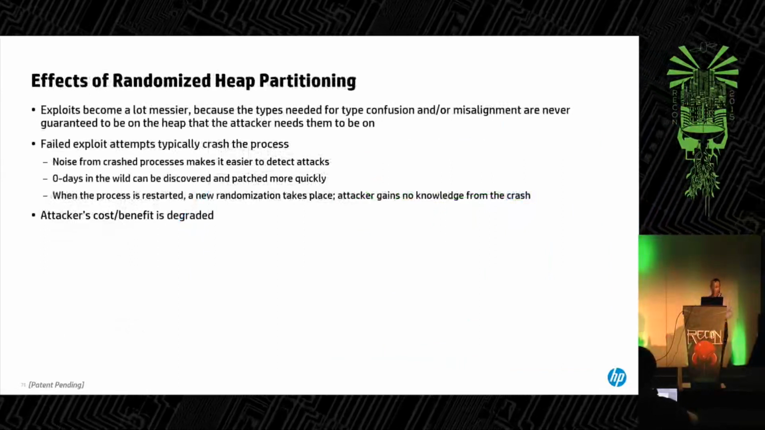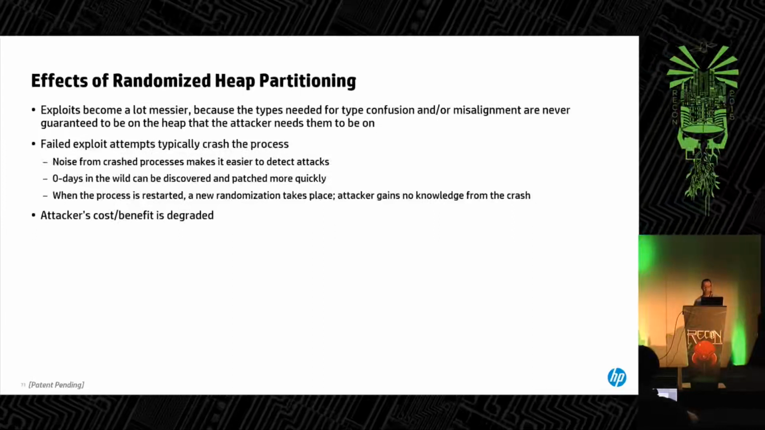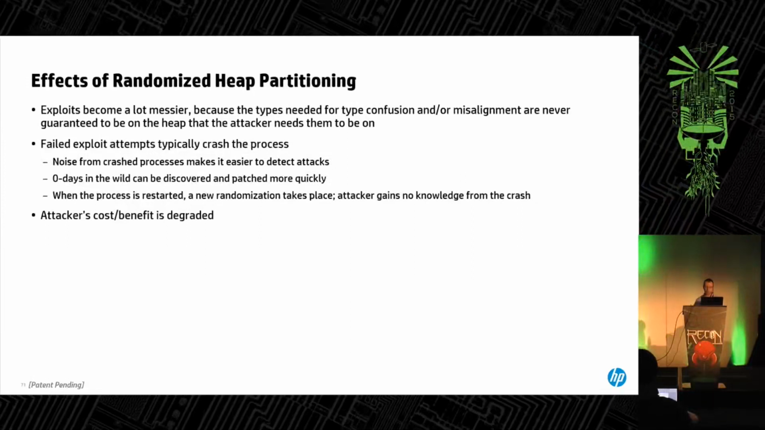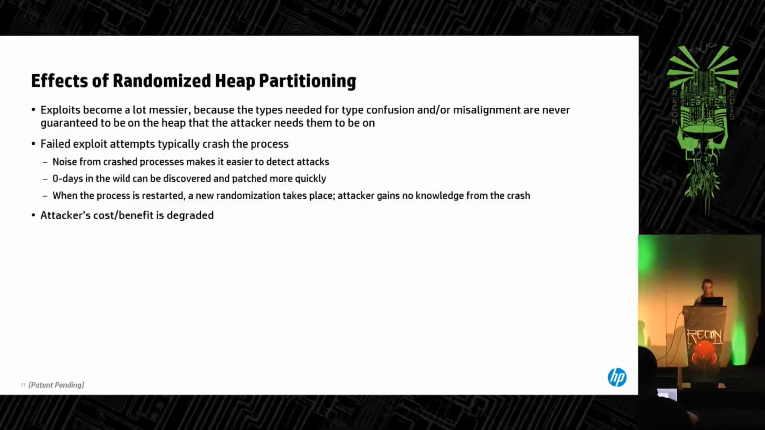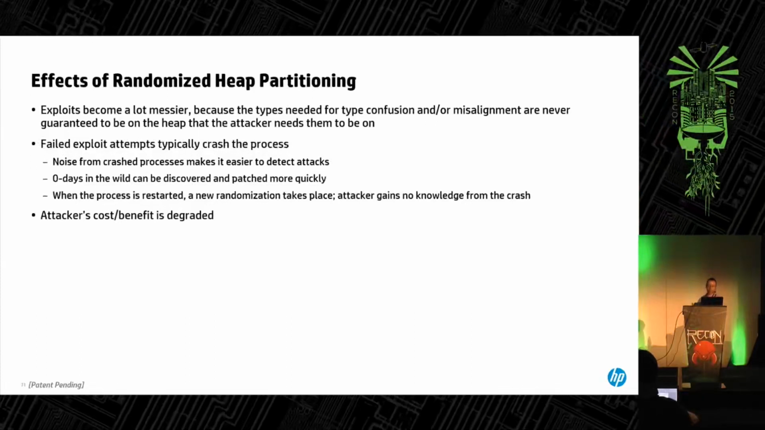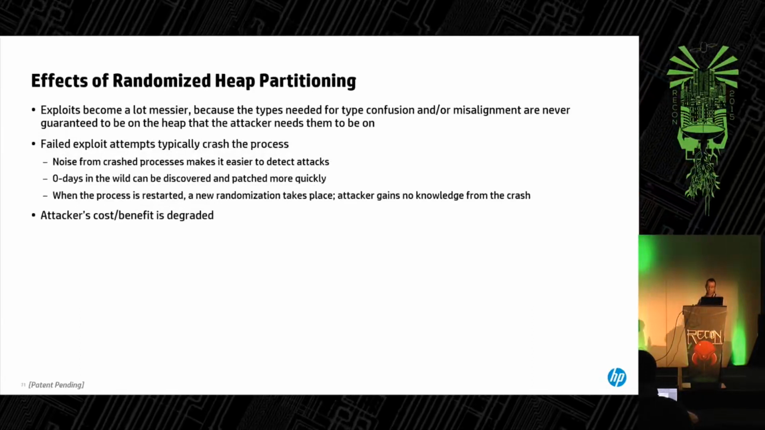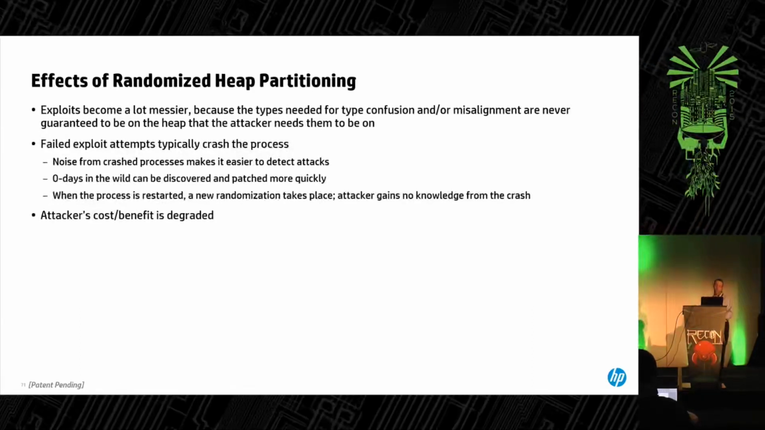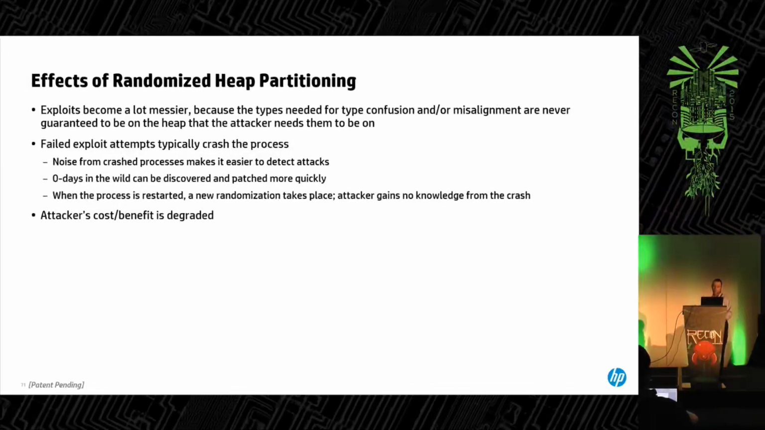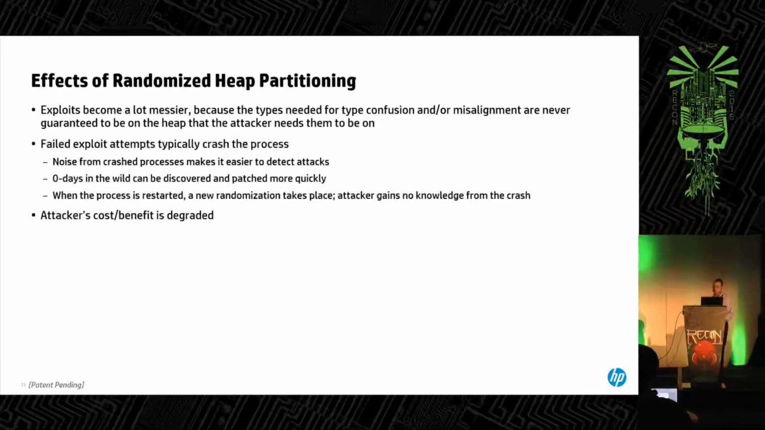We expect that randomized heap partitioning will make exploits a lot messier because the types that are needed for type confusion and/or misalignment are never guaranteed to be on the heap that the attacker needs them to be on. Exploit reliability will suffer as a result. Failed exploit attempts typically result in process crashes, making attacks easier to detect. This means that 0-days in the wild can be discovered and patched more quickly. Also, the attacker gains no knowledge from crashes since a new randomization is done with every process startup.